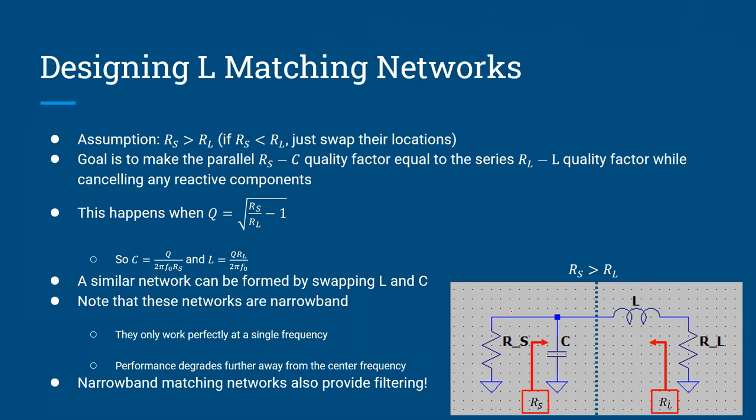So what we ultimately want to try to do is treat this part as one network and this part as another network. You see we have a parallel RC and a series LC. Each of these has a quality factor. And what we'll try to do is make the quality factors of these two equal. But of course, we have to choose a quality factor. And if you go through the math, the correct choice is this right here. You just take the ratio of the two resistances, you subtract one, and you take the square root.